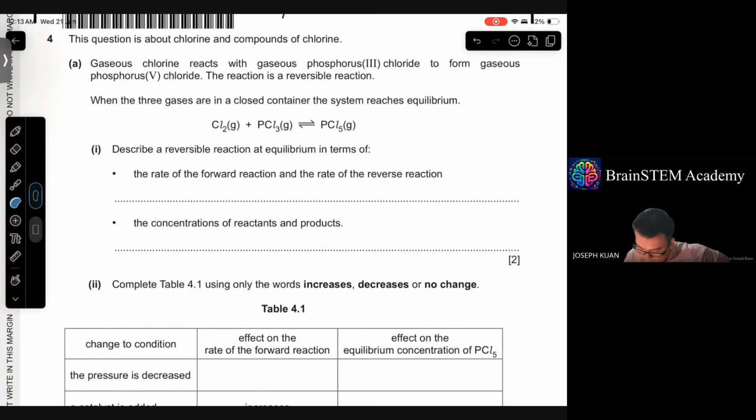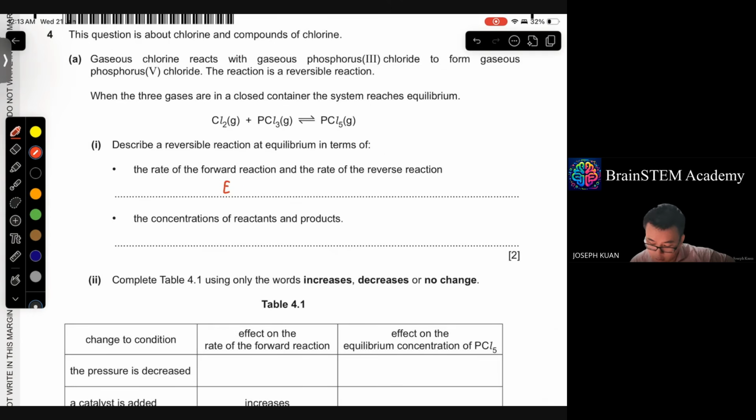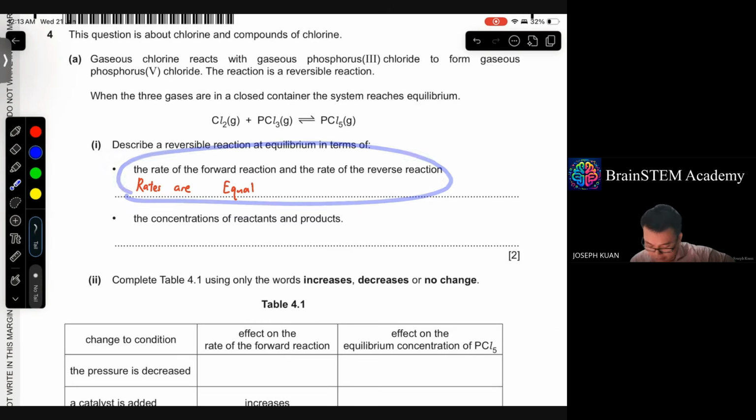Gaseous chlorine reacts with gaseous phosphorus 3 chloride to form gaseous phosphorus 5 chloride, and the reaction is a reversible reaction. When the 3 gases are in a closed container, the system reaches equilibrium. So describe a reversible reaction and equilibrium in terms of the rate of the forward reaction and the rate of backward reaction. So that becomes equal. The rates are equal. For this year, I can write like this, but for most years, please do not write like this. Please write in full. Rate of the forward reaction is equal to the rate of the reverse reaction.